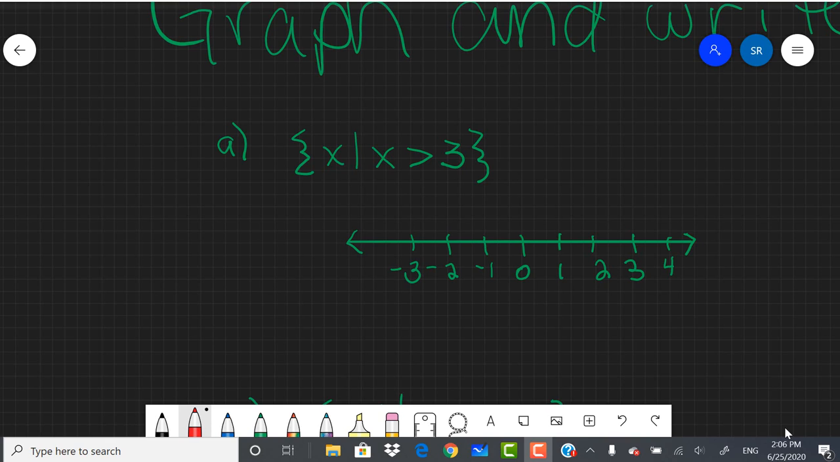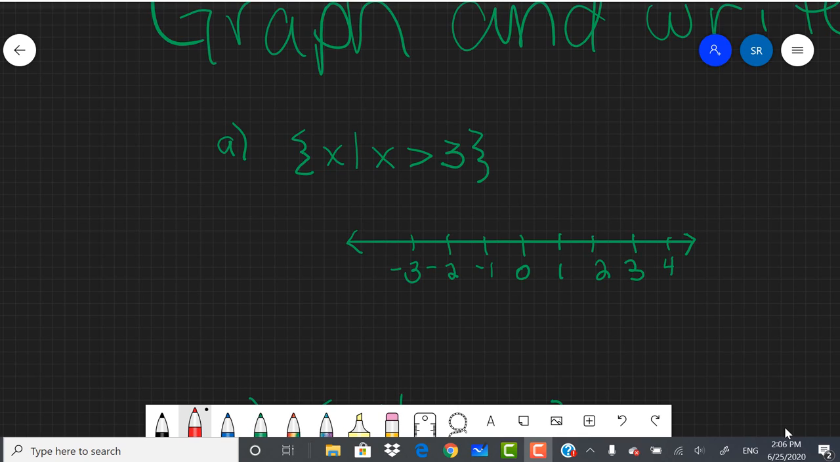Hi, in this video, I am going to show you guys how to graph and write an interval notation. So, like the problem said in the module section, x greater than 3. We're going to go ahead and graph that. So you see I've already made an x graph here from -3 to +4.